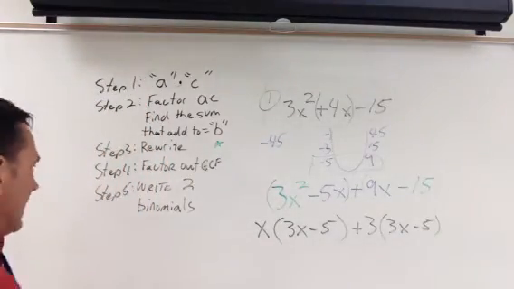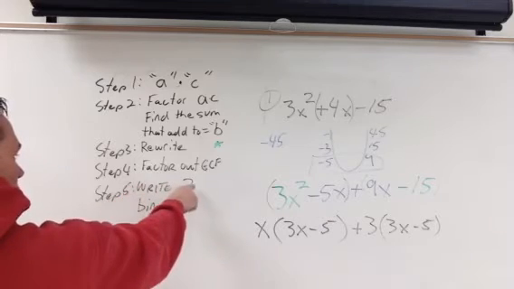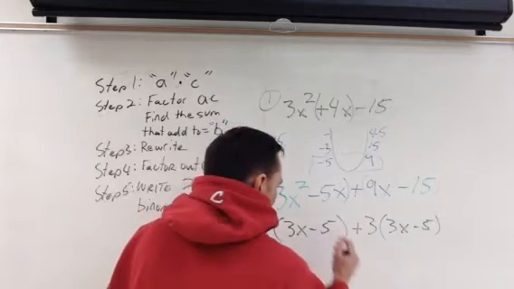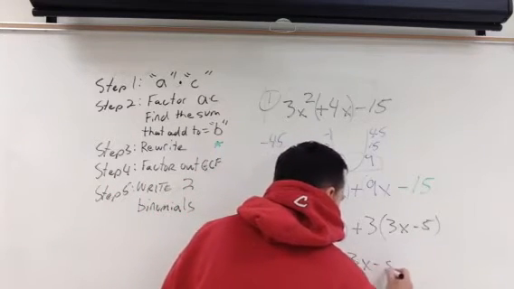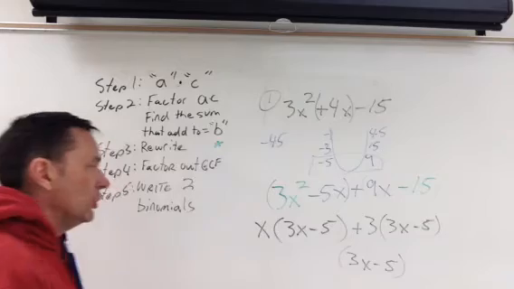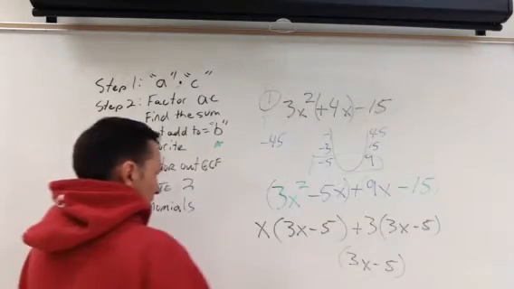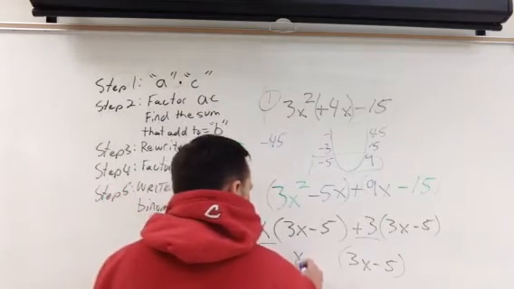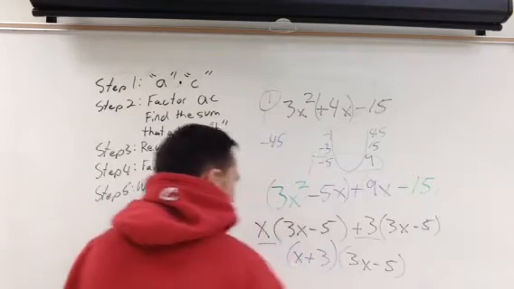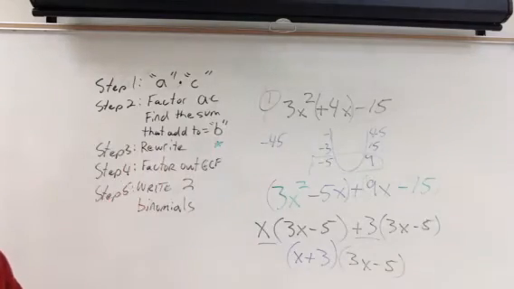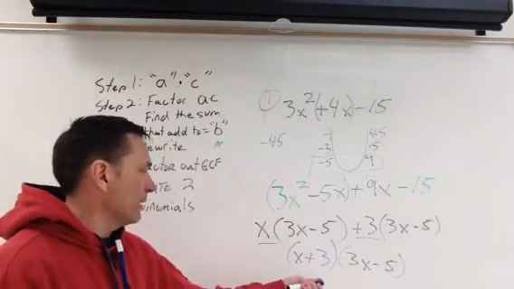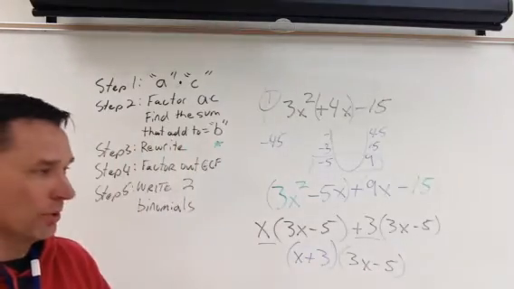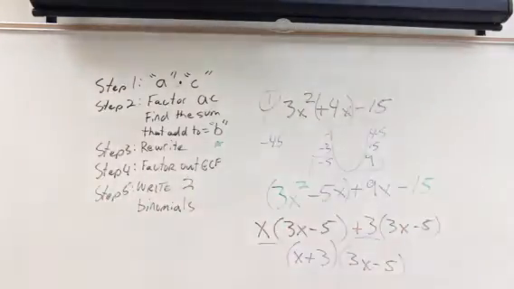Now the last step, write two binomials from here. One of them is already here, the 3x minus 5. The new one is this and that, the x plus 3. And there's our answer. x plus 3 in parentheses, and then 3x minus 5 in parentheses. There's our two binomials.